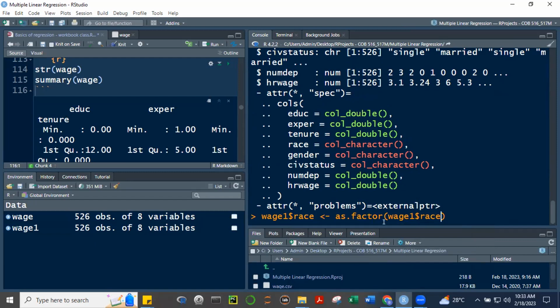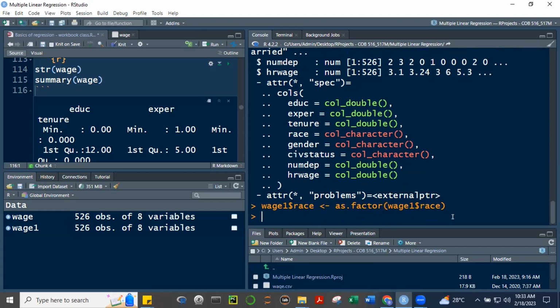Okay, so what am I doing here? I'm telling R, si wage 1 raise, yung variable na raise dun sa wage 1 object should be converted into a factor. Okay, so let's run this. Control Enter. And then let's once again take a look at the structure of wage 1.